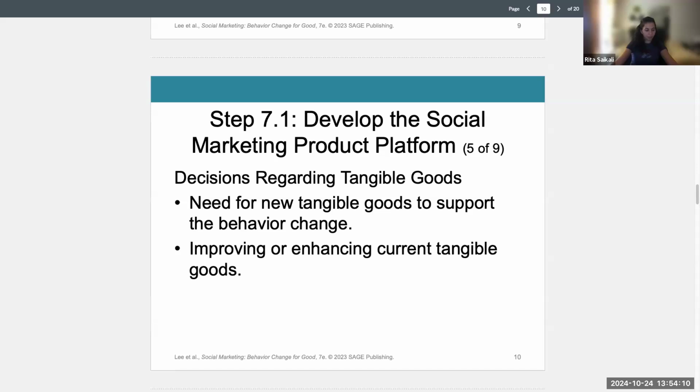Everyone good? All right. So now let's talk about decisions regarding tangible goods and social marketing, and the fact that they often require a strategic assessment of what target behaviors demand. So that would be introducing new tangible products.